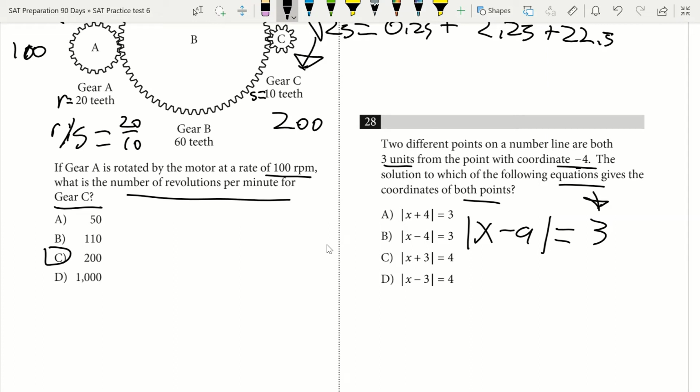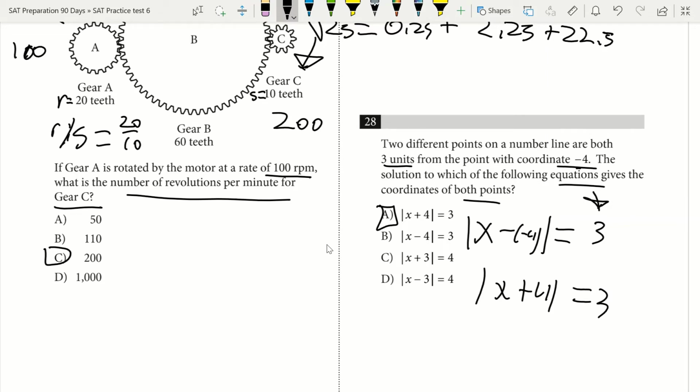The equation that you're going to use is |x minus a| equals the distance. In this case, our distance is 3. It's 3 units from this point. We know our coordinate is -4, so we put -4 in for a. We see that x minus -4 is going to create an x plus 4, so that's going to be our equation right there. So that's going to be answer choice A.